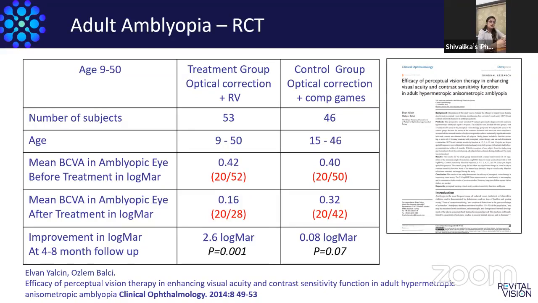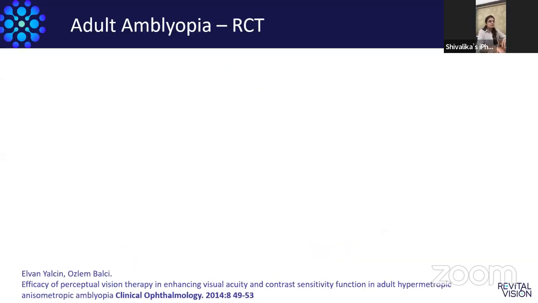The mean best corrected visual acuity before the treatment is also similar. You see a 2.5 lines improvement in the treatment group, which went from 20/52 to 20/28. And in the control group, there was, on average, about a four optotypes change with the computer games.